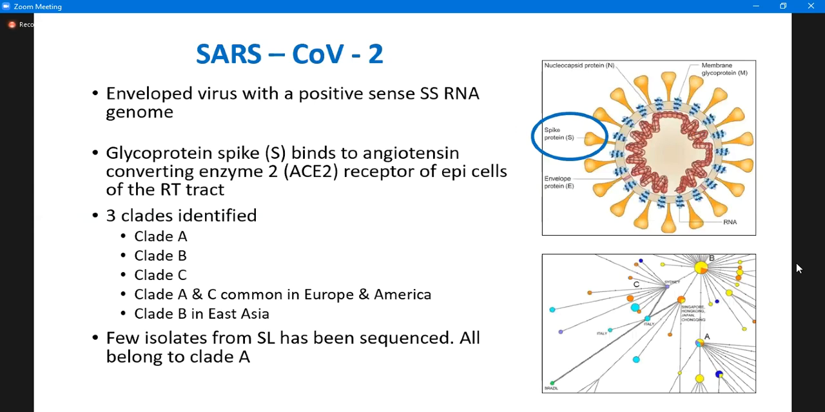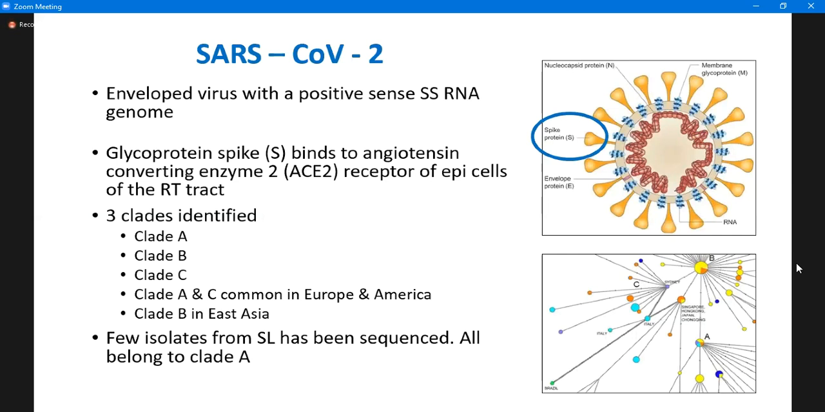Now let us look at the current virus, SARS coronavirus 2. It's an enveloped virus with a positive-sense single-stranded genome. It has a glycoprotein spike on the envelope, and this is important in the infection of the respiratory tract. It binds to the angiotensin converting enzyme 2 receptor of the epithelial cells of the respiratory tract.